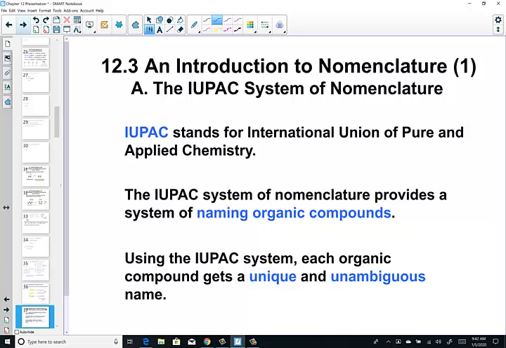It provides us a systematic way of naming organic molecules. This systematic way of naming organic molecules makes sure that each compound gets a unique and unambiguous name. Unique and unambiguous means when I read that name, I can clearly draw its structure, and that structure is unique to its name from any other compound ever invented.